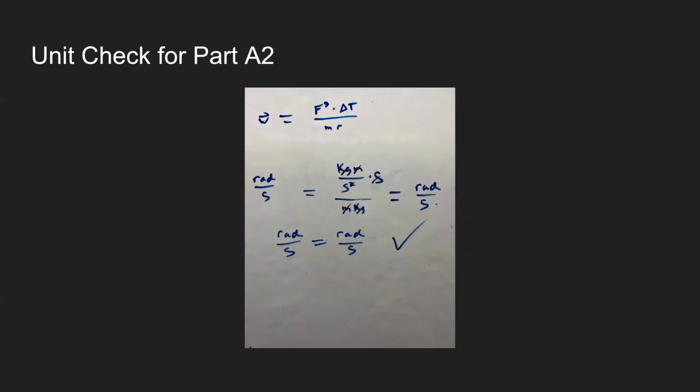And our unit check for this is fairly simple. Omega itself is radians over seconds, and everything else in terms of omega is kilogram meters per second squared times seconds over meters and kilograms. After a lot of canceling out, meters goes away, kilograms goes away, and one of the seconds goes away, which just leaves us with radians per second equals radians per second.